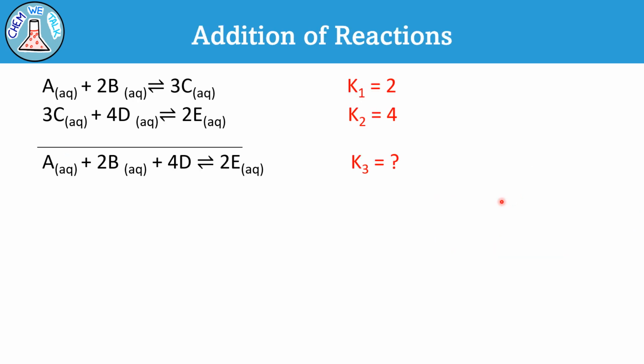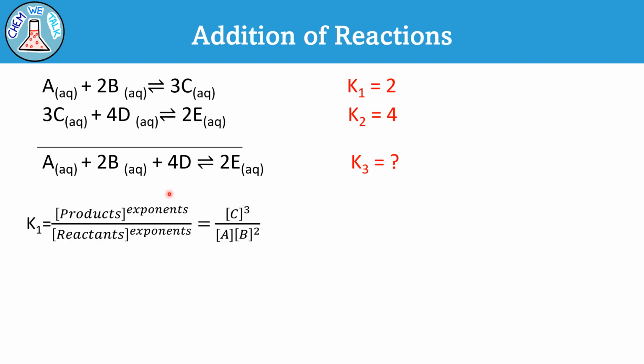All right, moving to a different scenario. Now we were given two reactions with known k values, and the question is asking for a third k value for a third, different reaction. Let's look at those reactions first. We have A and B and C, and then C, D, and E. And in our final reaction, we have only A, B, D, and E. So C disappears. It looks like there's some way we need to cancel out the C's, and that's going to be through addition of reactions.